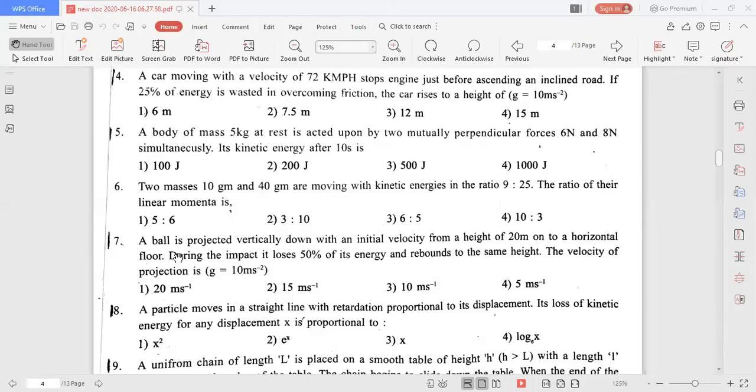Next, seventh problem. All of you see the seventh problem. A ball is projected vertically down with initial velocity from a height of 20 meter onto a horizontal floor. Okay, one body is projected down with initial velocity onto the floor from a height of h is equal to 20 meter. During the impact, it loses 50% of energy and rebounds to the same height.